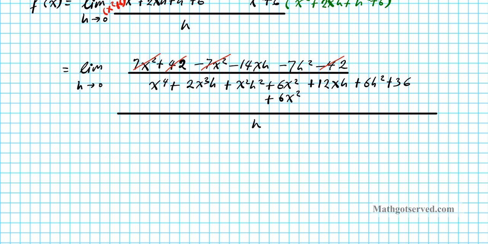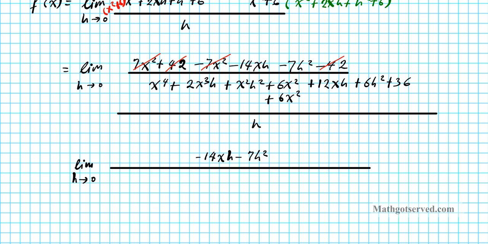We're going to have in the numerator, let's write the limit as h approaches 0 of negative 14xh minus 7h squared, that divided by, and then let's simplify the denominator a little bit. If I simplify the denominator, I can combine like terms here. So this term, x to the fourth plus 2x to the third h plus x squared h squared.